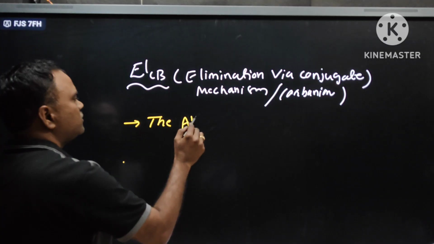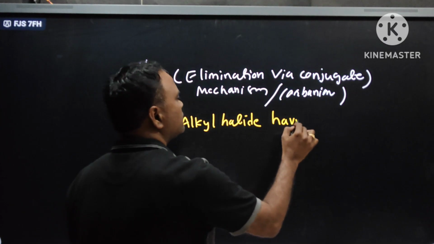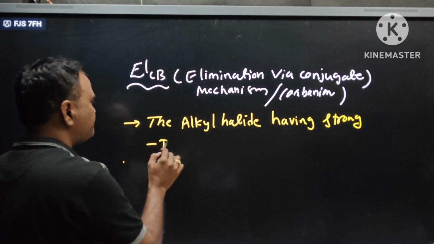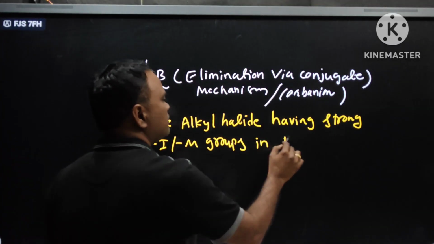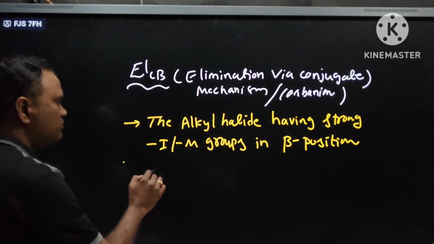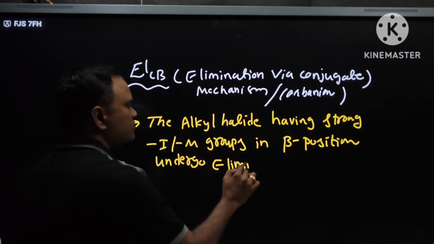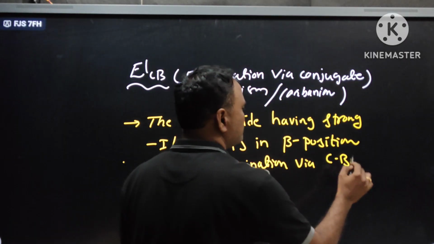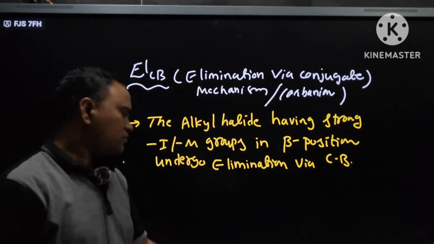the alkyl halide having strong minus I or minus M groups in beta position undergo elimination via CB, the conjugate base mechanism. Elimination via conjugate base mechanism.